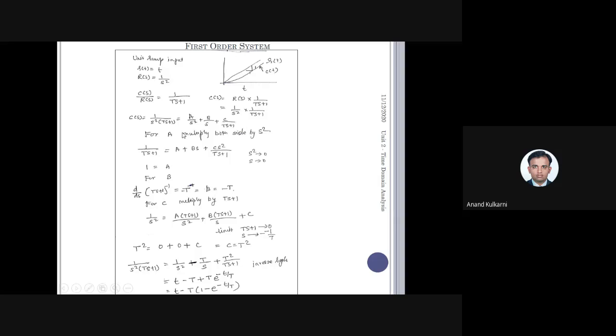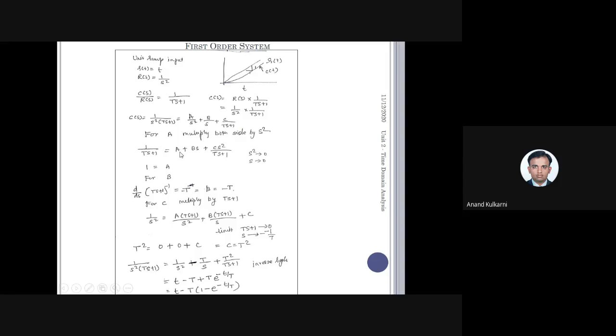Now to evaluate A, just similar to the previous case, multiply both sides of the equation by the denominator of A, that is s square. So if you multiply by s square, this s square will vanish. So 1 upon (Ts plus 1) will remain on the left hand side. A upon s square cancels, so only A will remain.